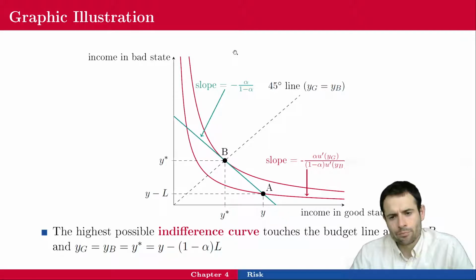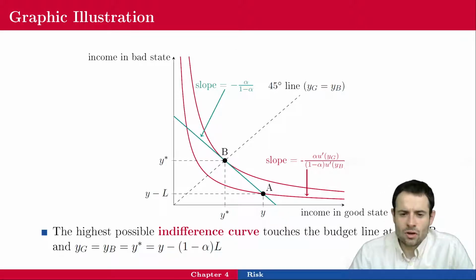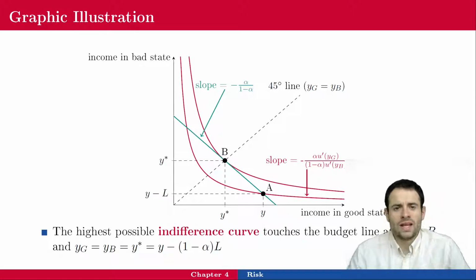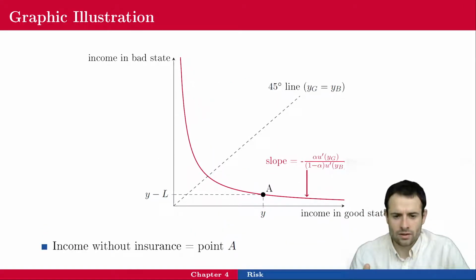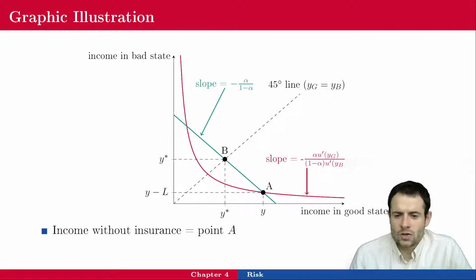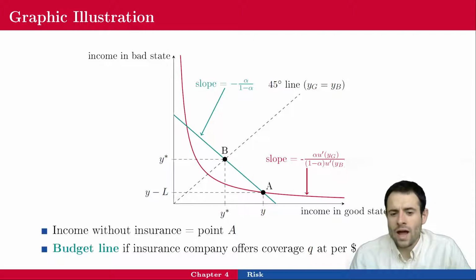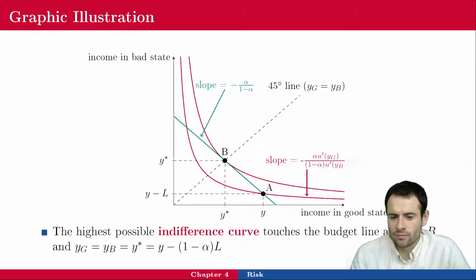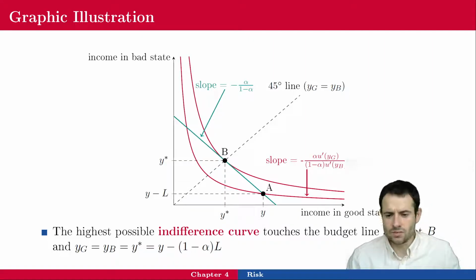Okay? Any questions about this graph? It's a very important graph, but there are a lot of things going on. So take it step by step. We started with the baseline no insurance case, point A. Then we went to, if we have insurance, what are we doing? We are going to point B, and at point B, we have a higher indifference curve. Any questions?